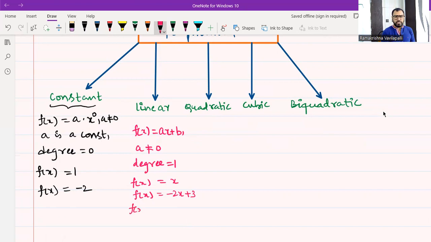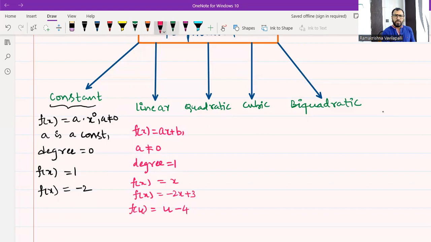It is not necessary to write only in terms of x. You can write it in any variable, like minus u minus 4, like this. Instead of x, I am writing u here.